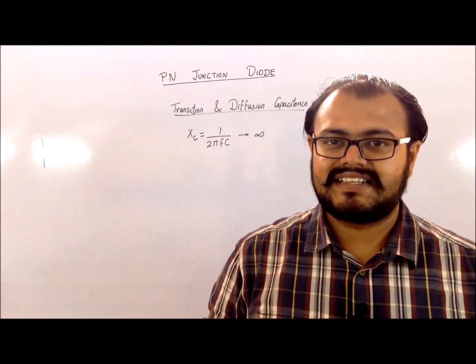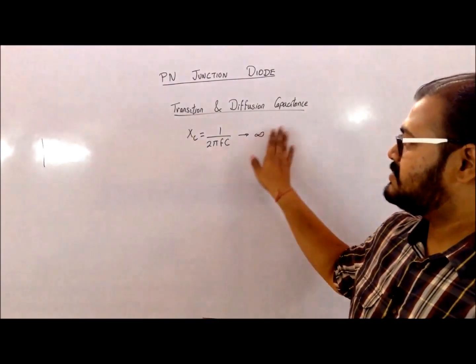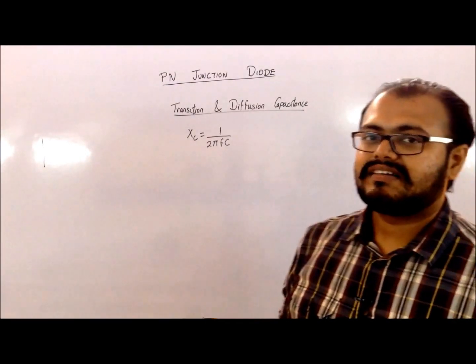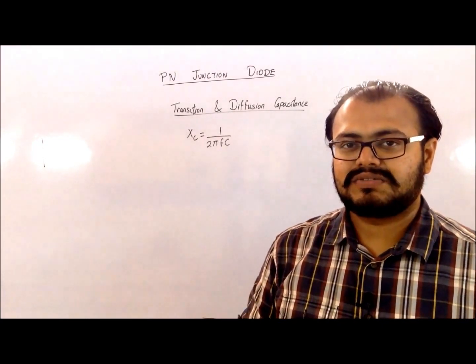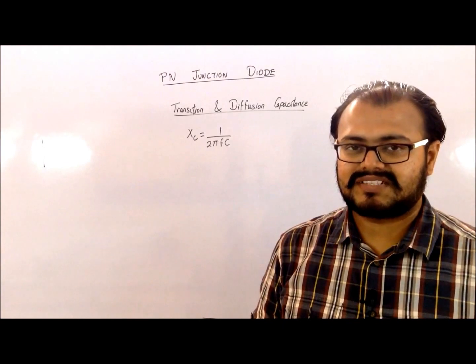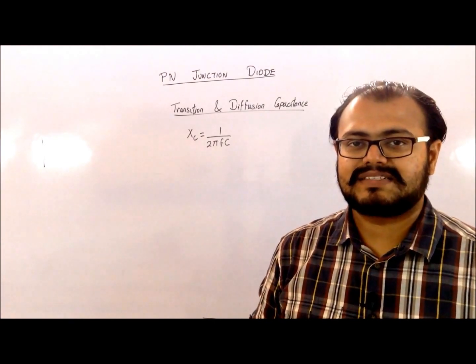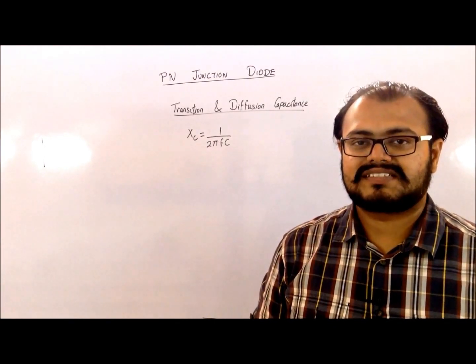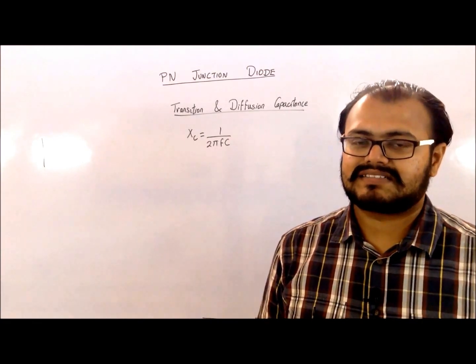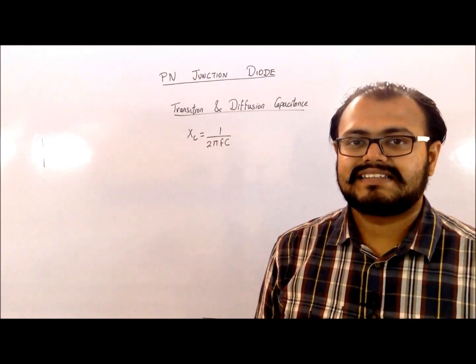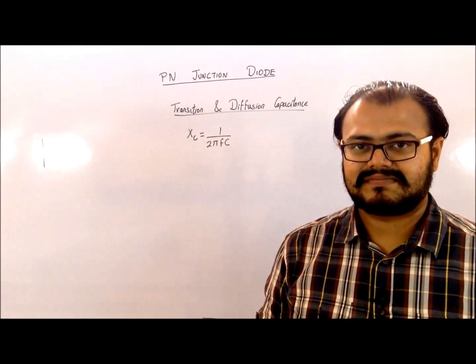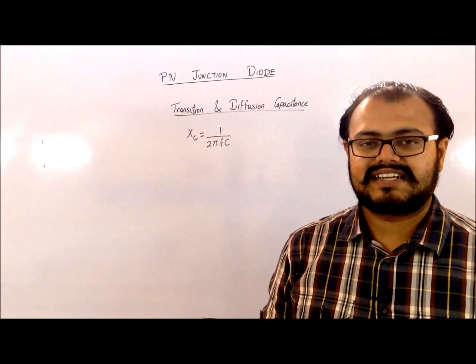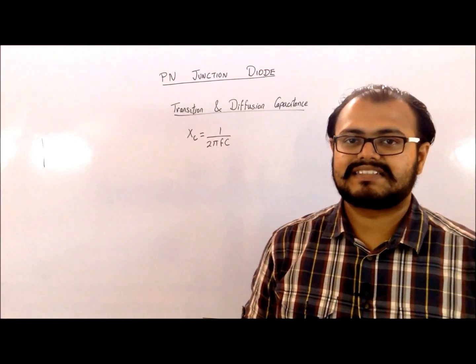But as the frequency increases, this value tends to be lesser and lesser. So the opposition to the signal will be reducing because of this. So this capacitance basically provides a low opposition path to the signal which is passing through the diode, and hence the characteristics of the diode change drastically because of it. Let us see the two different types of capacitance which are present in my diode.